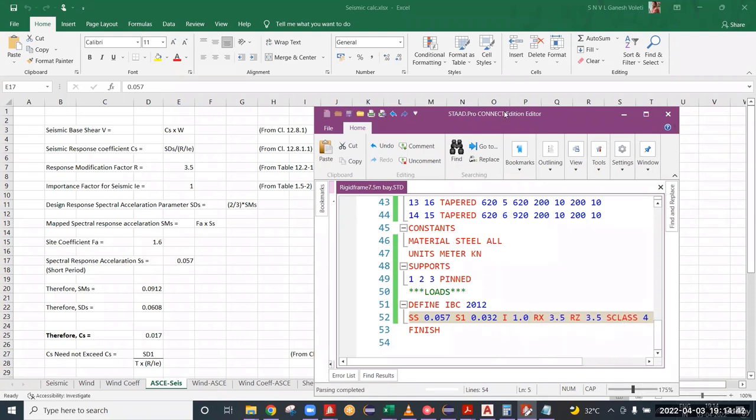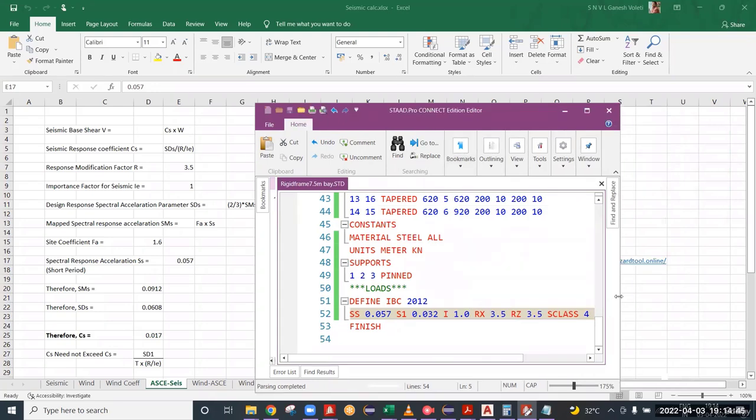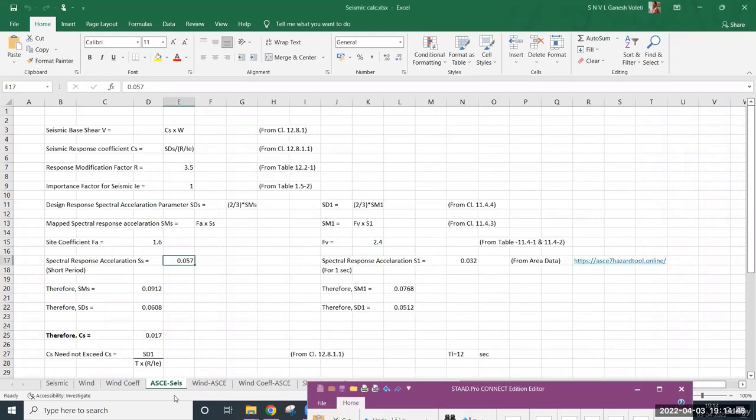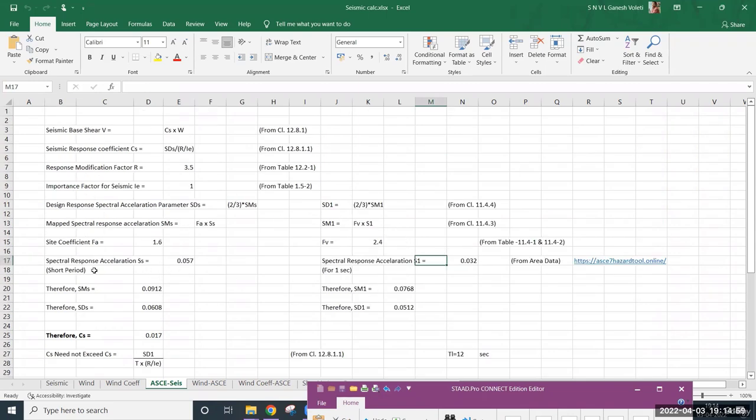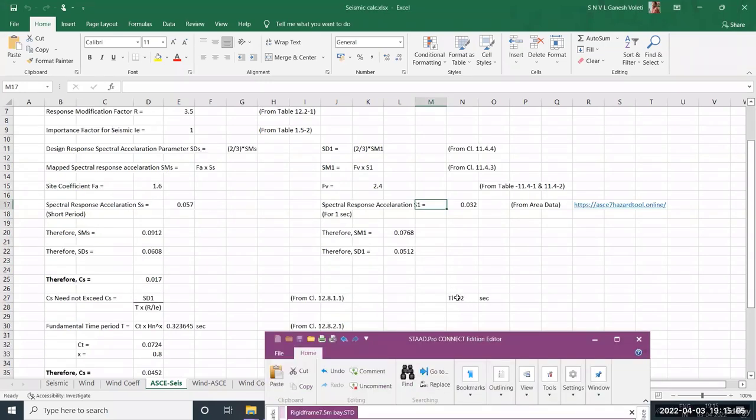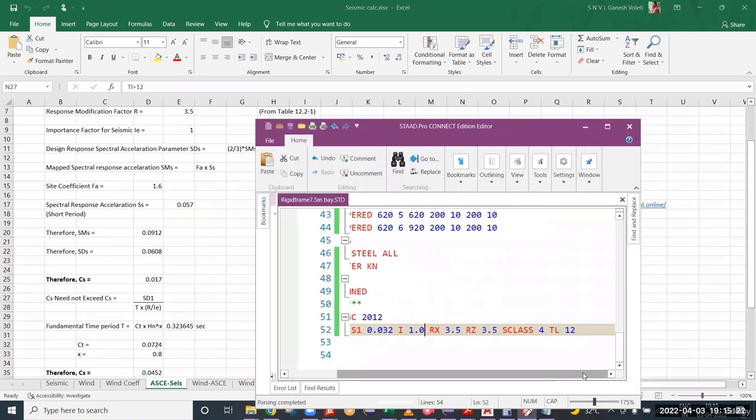So all these things, don't confuse all these things. All these things we have seen in our example. In the seismic calculation session, we have seen all these things. I, R, and SS, S1, all these things we have seen, right? So those things only. If you see TL 12, why I have given TL 12, from the graph we have taken at the time. Whether you guys remember or not, please go through the revision sessions, the recorded sessions, so you can get them. So TL 12 seconds we have seen in our example. That is the value TL 12 I have given here.